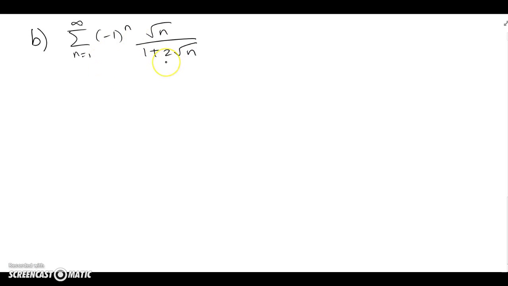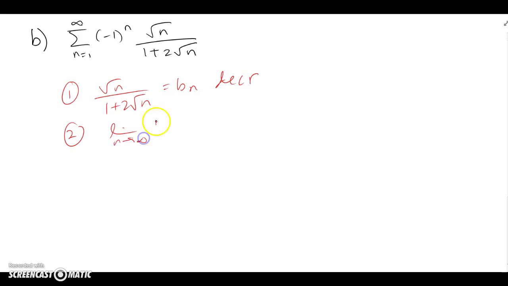Does this series converge or diverge? Well, we know it's alternating because the n is pretty obvious. When n is 1, it's negative. When n is 2, it's positive, and so forth. So I have to pull out my Bn and make 2 checks on it. This guy has to be decreasing, and also this guy has to have a limit that goes to 0.